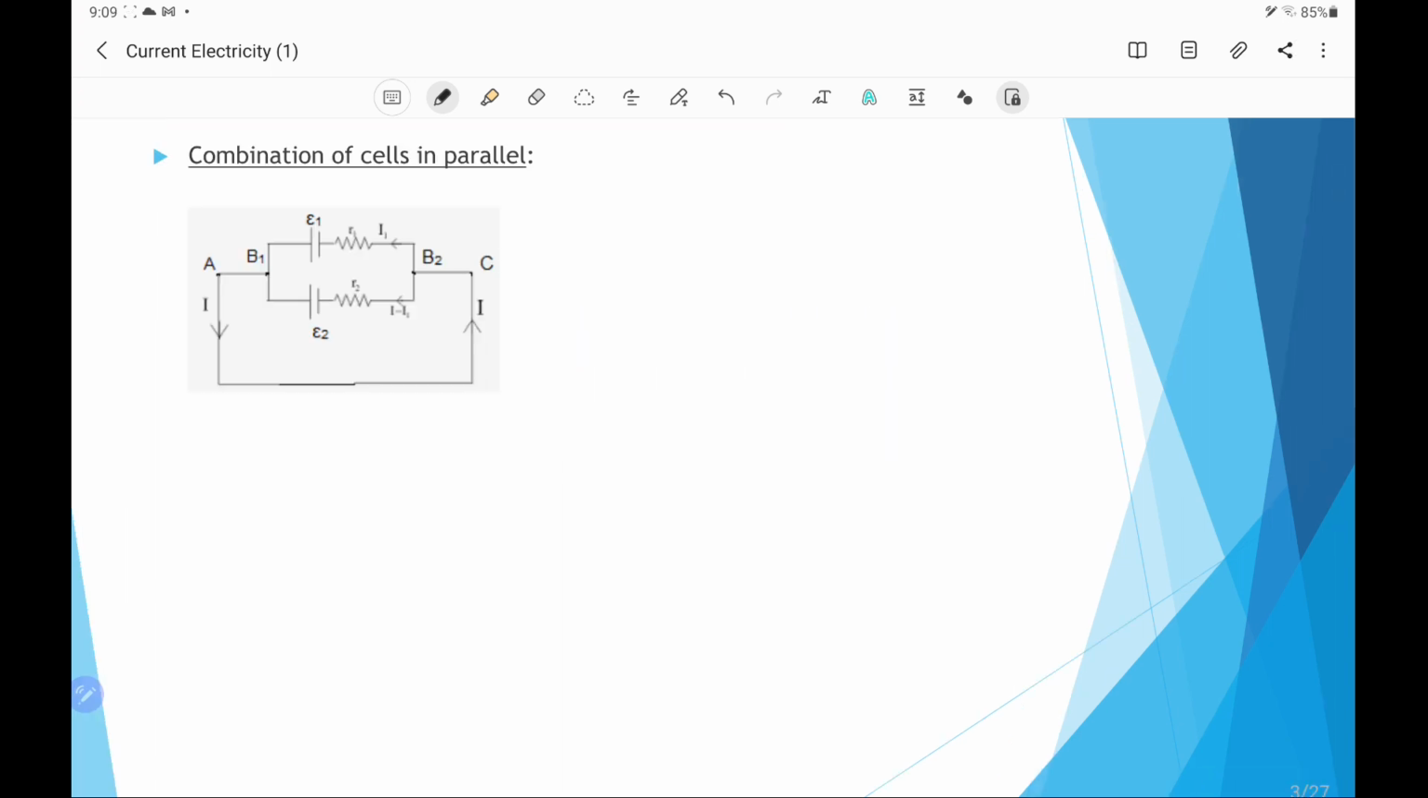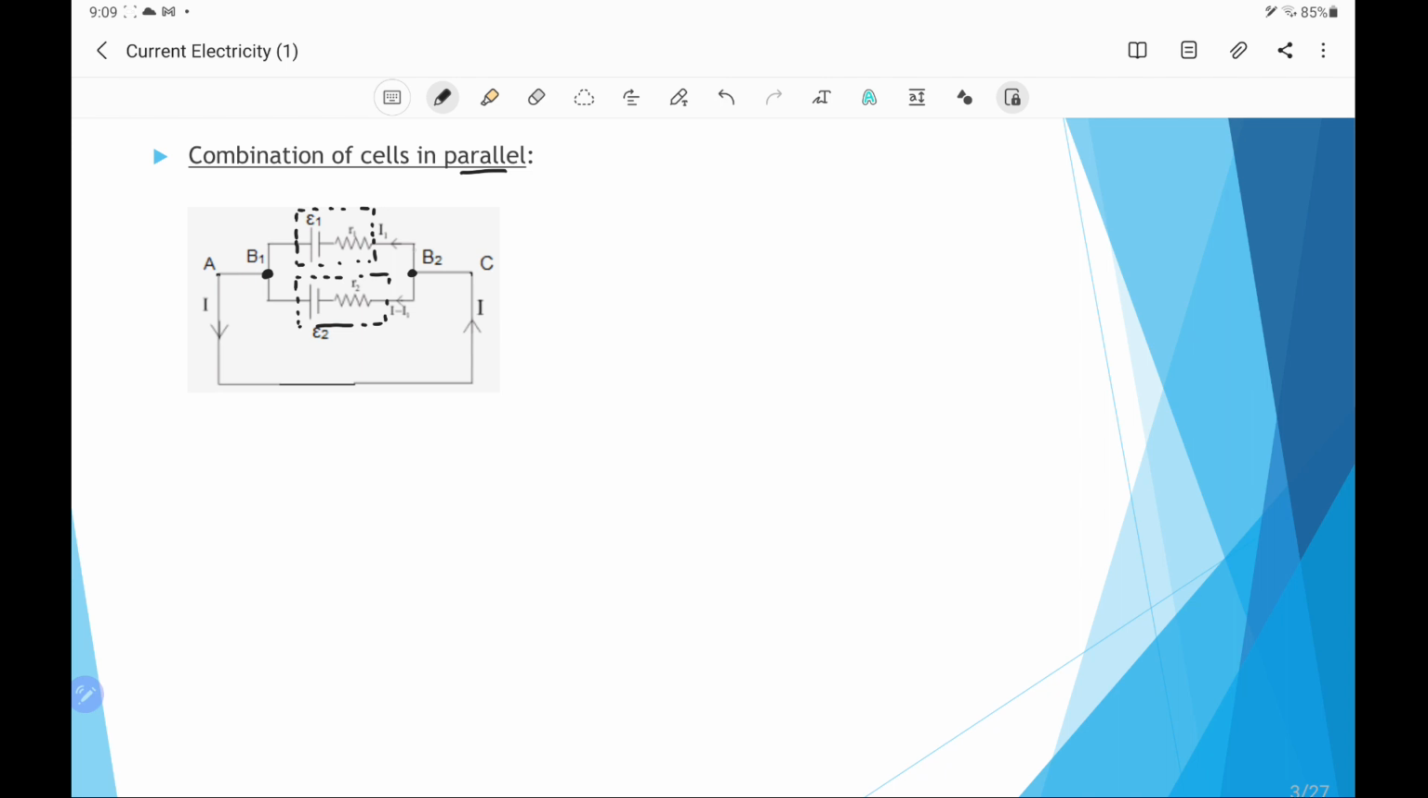Let's first take the combination of the cells in parallel. Here two cells are given whose EMFs are E1 and E2 and internal resistances are R1 and R2. This is the first cell, and this cell contains EMF E1, internal resistance R1, while the other cell is E2 and its internal resistance is R2. These two cells are connected in parallel between the terminals B1 and B2, and it is connected in the external circuit, and current flowing is I.